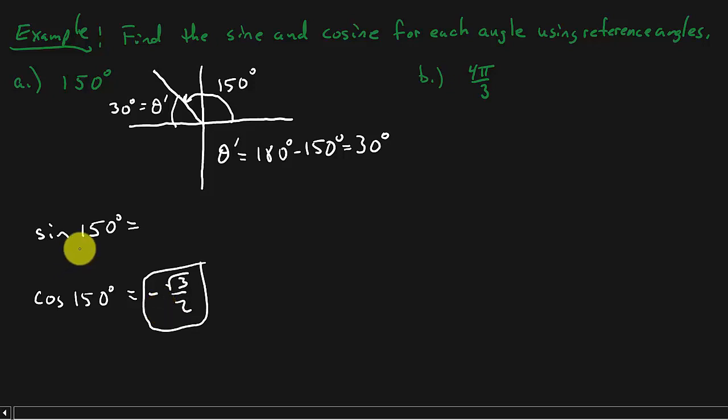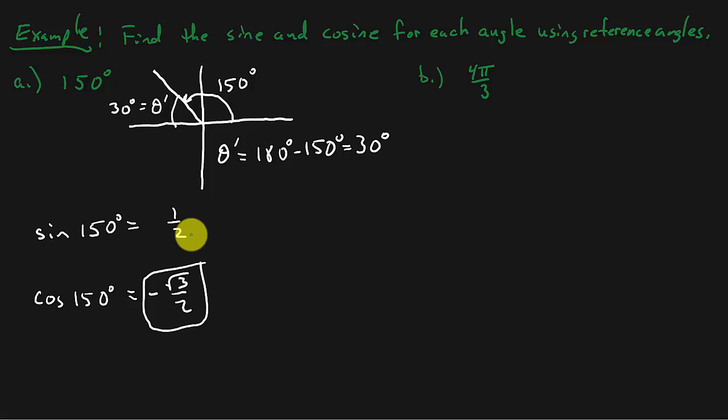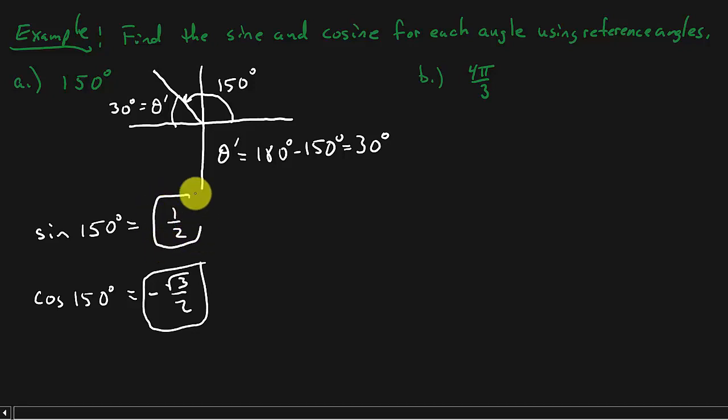All right, so let's do sine of 150. Reference angle is 30. What's the sine of 30? That's 1/2, right? Which quadrant are we in? We're in the second quadrant. Is sine positive or negative in the second quadrant? It's positive. That's your answer.